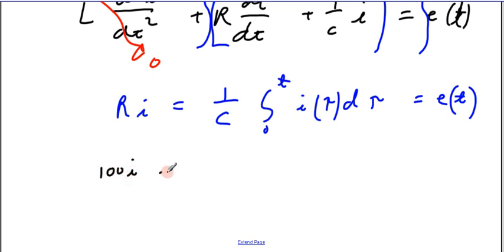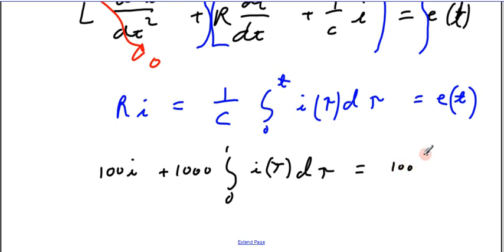100i plus 1000 integral 0 to t of i tau d tau is equal to 100 times 1 minus the unit step function t minus 1. Okay, so that gives me 100 for the first second, and then it goes away. All right, so that's what I've got.